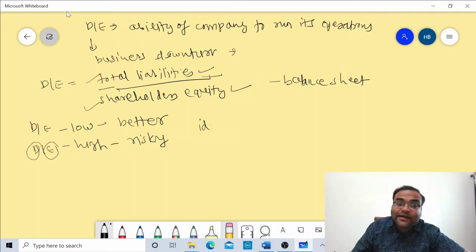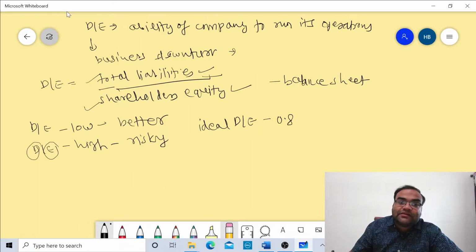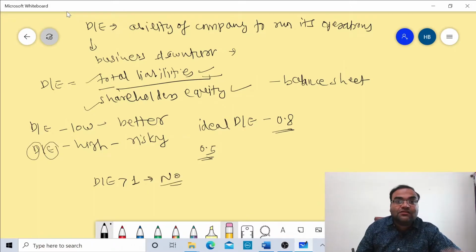So then what is the ideal D by E ratio? There is not a single specific number, but in general, 0.8 is the ideal D by E ratio. That is generally considered to be a good D by E ratio. However, I personally prefer a D by E ratio of 0.5. If the company has a D by E ratio of less than 0.5, then I consider it a good sign for the company. Whenever D by E ratio is greater than 1, then that company is generally a no for me.